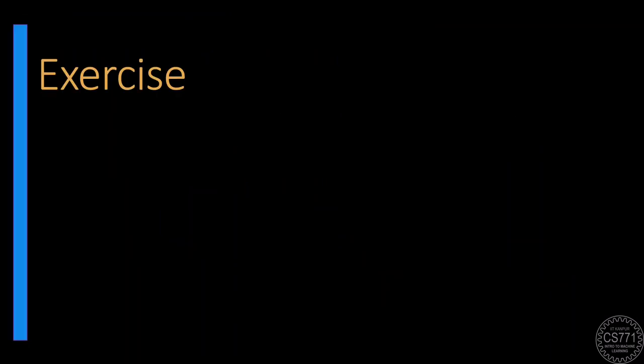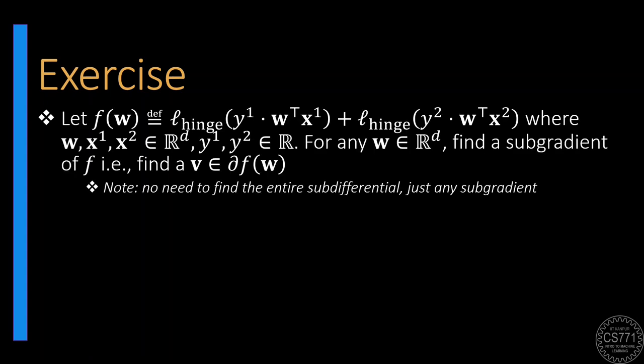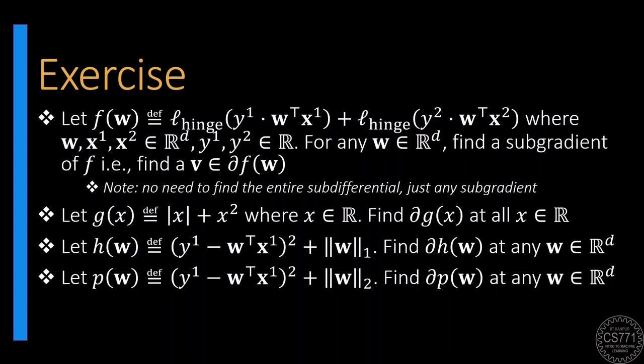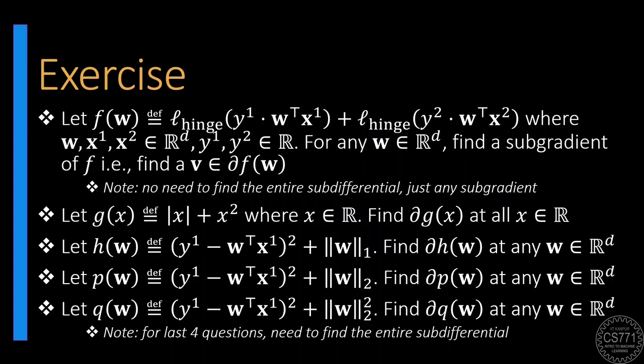To get confident with the concepts of subdifferential calculus, it would be very nice if you could solve some of these exercise problems. The first problem requires you to find a subgradient to the sum of two functions, each of which is a hinge loss term, but on different data points. Note that to simplify the problem, we are just asking for a single subgradient at a given point, not the entire subdifferential. However, the next four problems require you to find the entire subdifferential of the function at every point.